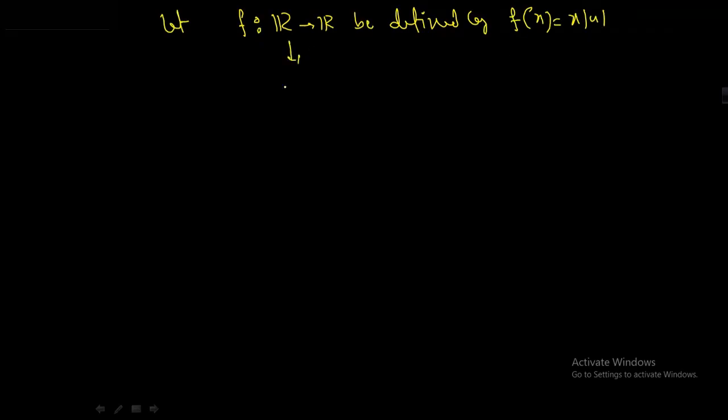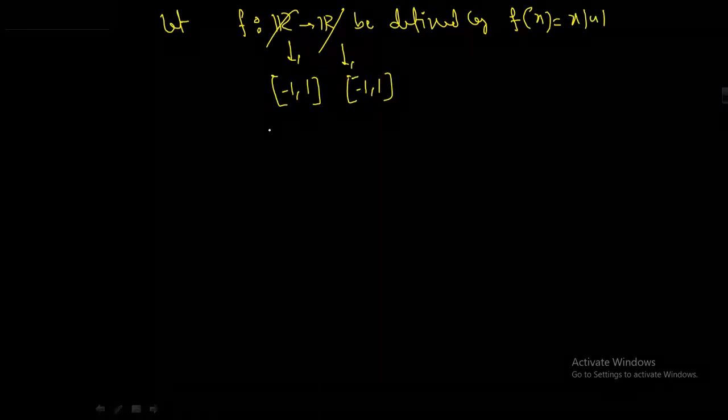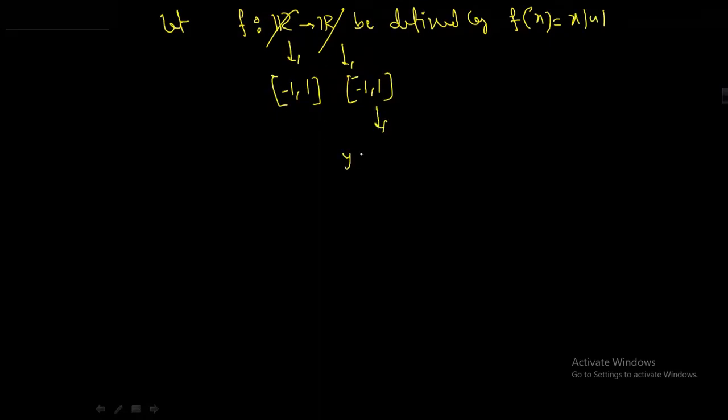Let f from R to R be defined by f(x) = x|x|. Sorry, the function's domain and codomain were -1 to 1, not R to R. To check whether f is onto or not, let y belong to this codomain, y any arbitrary element. So let y belong to [-1, 1] be arbitrary.